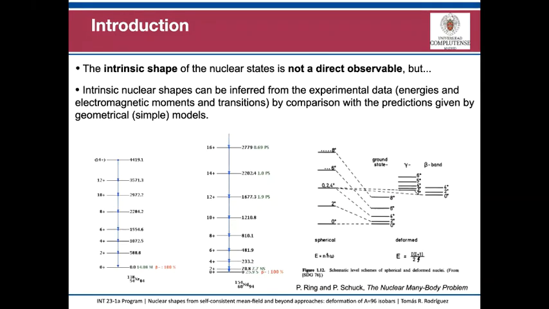So by comparing these measurements, which are measured in the lab, with some underlying models, like a vibrator or a rotor, we can say somehow that this is an intrinsically spherical shape doing quadrupole vibrations, and in this case, this is a deformed object that is doing rotations. This is how we extract the intrinsic shape.